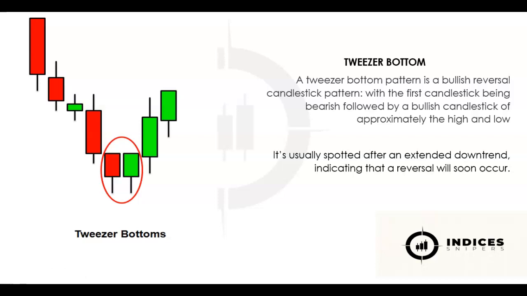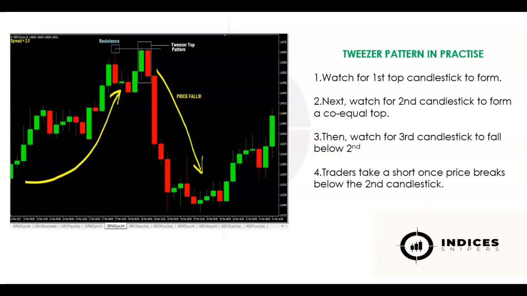Where it is formed is actually very, very important. So you spot tweezer bottoms at the end of a downtrend, and tweezer tops are spotted at the end of an uptrend, indicating the market is about to sell. Now, the tweezer bottom is formed at the bottom of an extended bearish move, and it's an indication the market is about to turn and go into a buy. Now let's talk about the tweezer pattern in practice.